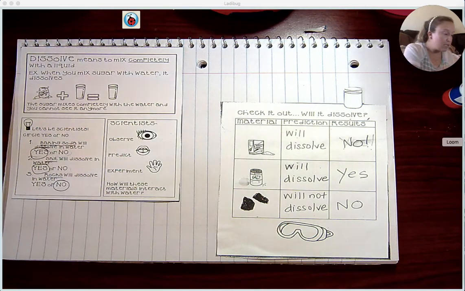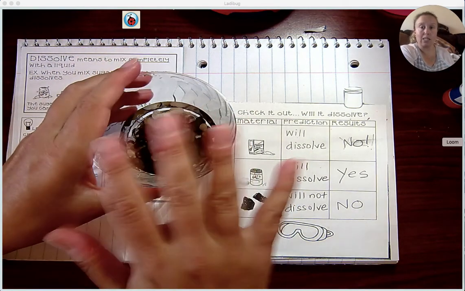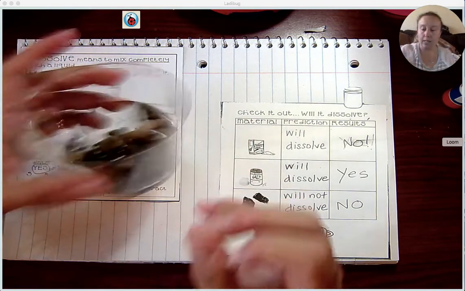Now the rocks, the water molecules cannot separate the solid rocks. It cannot penetrate the chemicals of the rocks in order to separate them. And so this will remain like this forever.